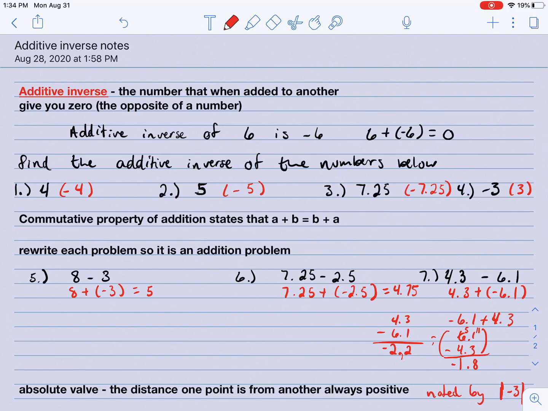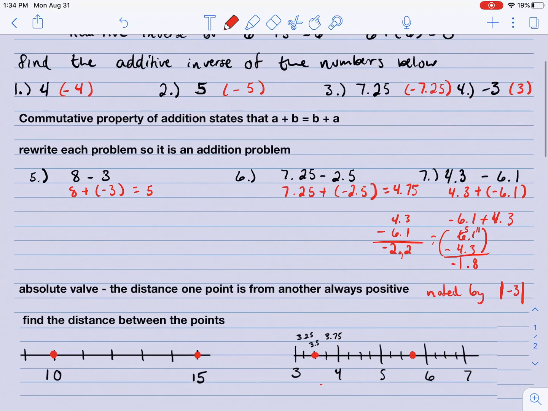But now by using the additive inverse, we can rewrite this. Using the commutative property, we can switch it to negative 6.1 plus 4.3 and then go through and solve it that way. And so that's where this becomes helpful, especially when we're trying to subtract a larger number that is going to give us a negative result.